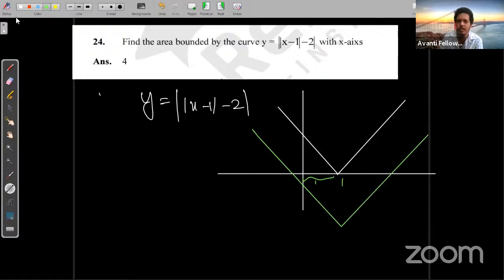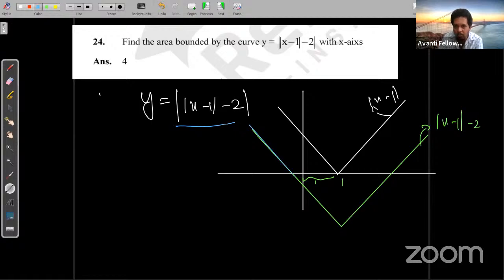If you would like me to write, I will write it here. So this is mod x minus 1 minus 2. And this one is mod x minus 1, okay? So now what we need is the modulus of the whole, modulus of x minus 1 minus 2. Okay, so what is our final function here? If I want to draw, look here, I'm drawing with the blue ink. So it will be something like this.